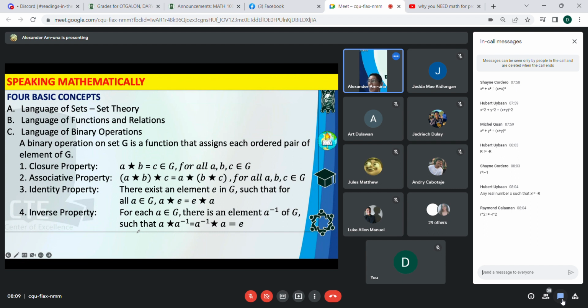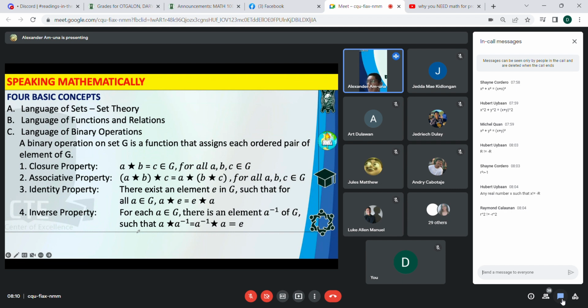That if we have A, we perform an operation with B and then perform another operation with C, it will be the same as A, let's say A times the operation times B times C. So associative is simply the grouping of the variables involved there.